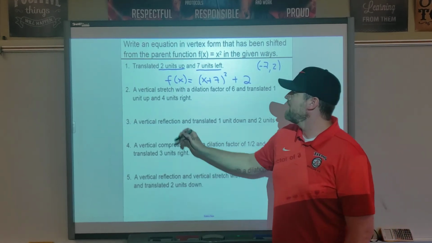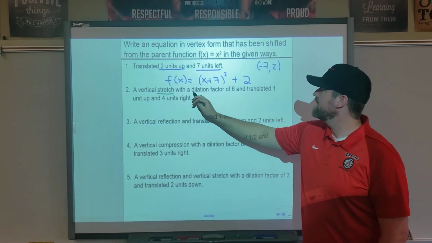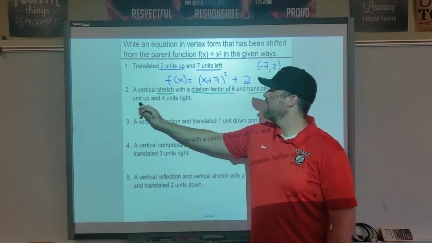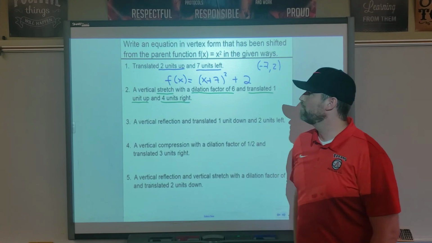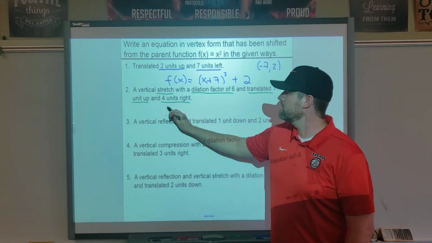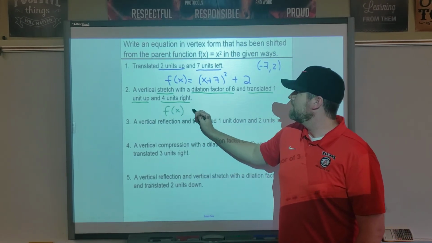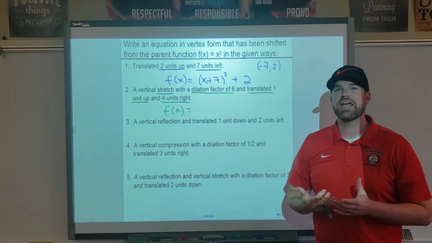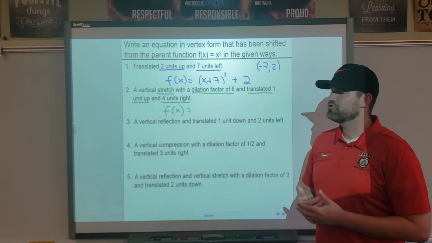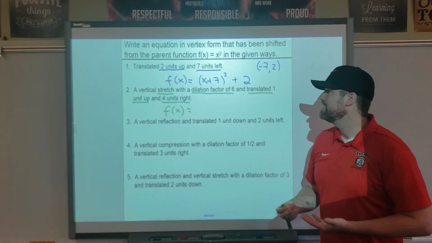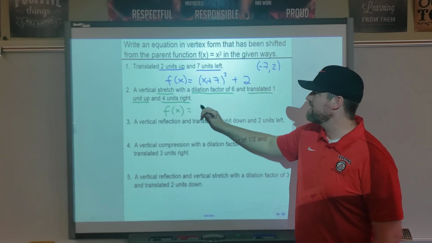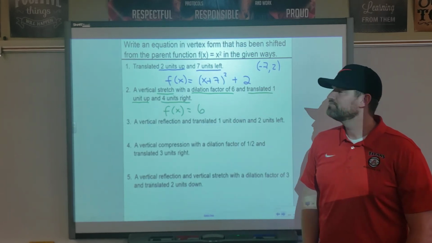Our next one, we need to have a stretch with a dilation factor of 6. We want to translate up 1 and 4 units to the right. So we've got a lot going on in this one. If I want to stretch it with a dilation factor of 6, what does my A value need to be? Well, a stretch we know needs to be bigger than 1. And it says it's stretched by a dilation factor of 6. All that means is your A value is 6.